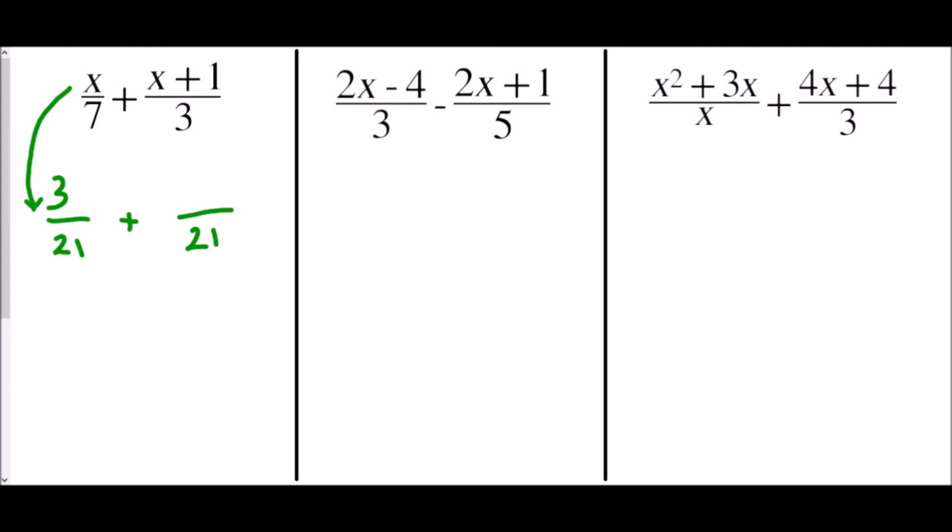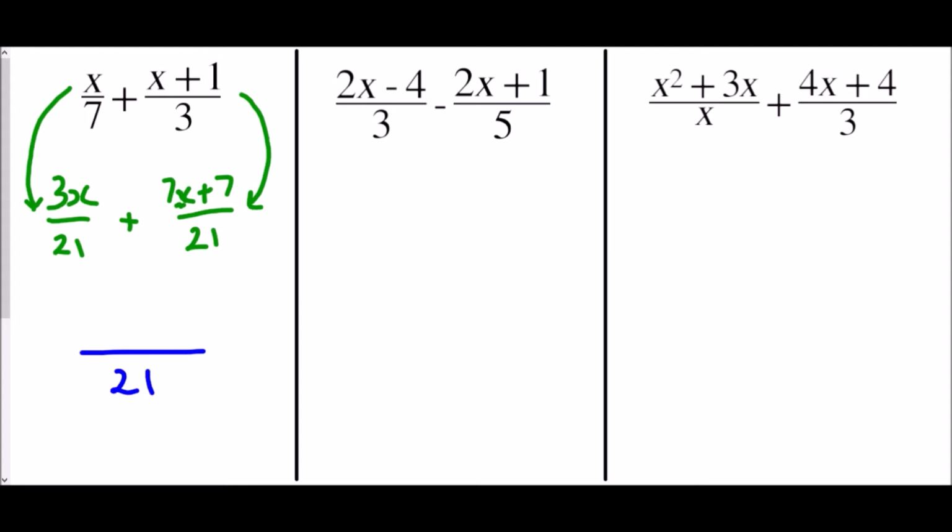So x times 3 is 3x. On the right hand side it's been multiplied by 7. Now what I'm going to do here is multiply the x by 7, so it's 7x, and I'm going to multiply the plus 1 by 7, so 7x plus 7. So now when we add these together, they're going to be a fraction over 21.